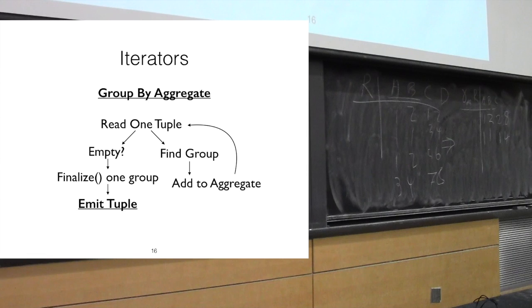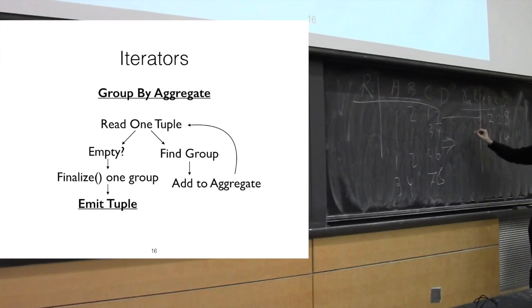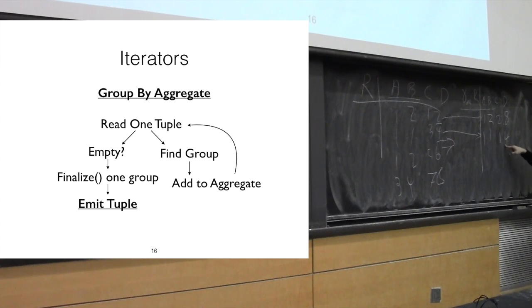So, for each of the, yeah. Why is this on 4? Where's that? Sum of D. So this goes into that group. This goes into that group.